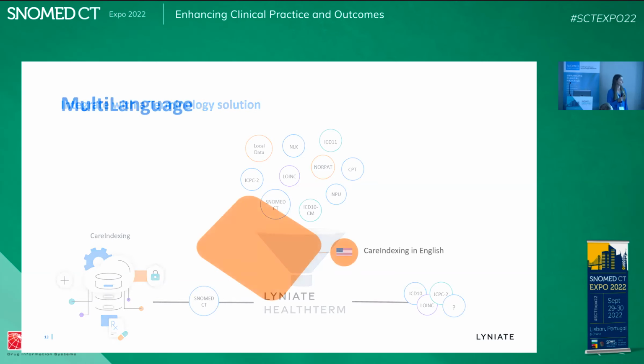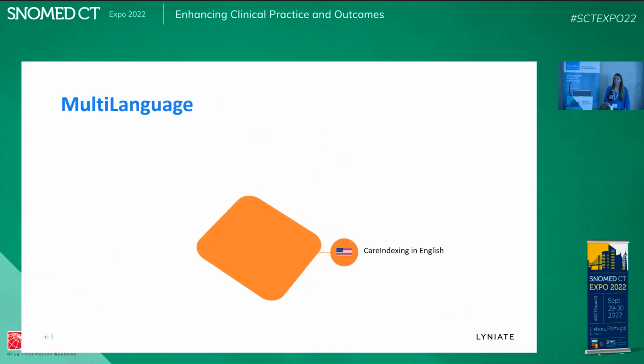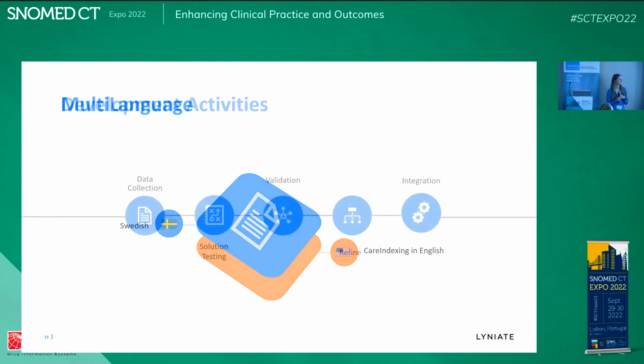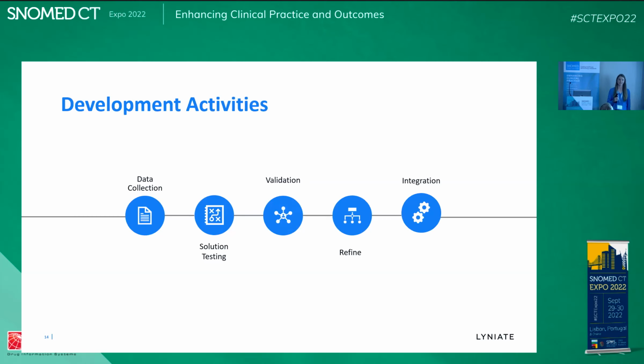So right now it works in English, which is super great. But as you might have guessed, I'm not a native English speaker. So of course, I'm curious to how do we get this into other languages? So we have now started to develop the Swedish version of this. We have a collaboration with the university in Sweden to move this project forward. But moving into a new language, that requires some development activities for sure.